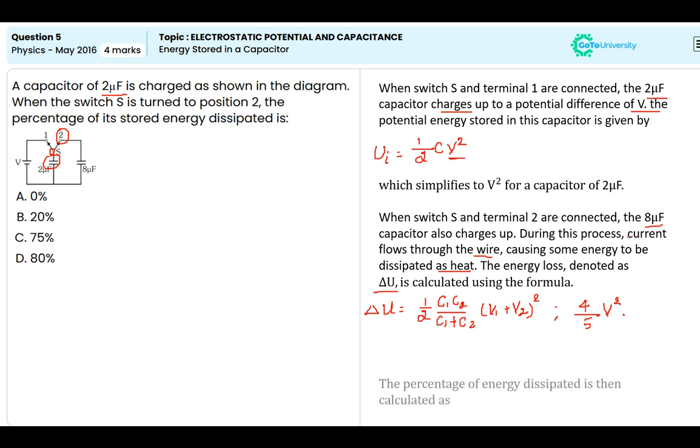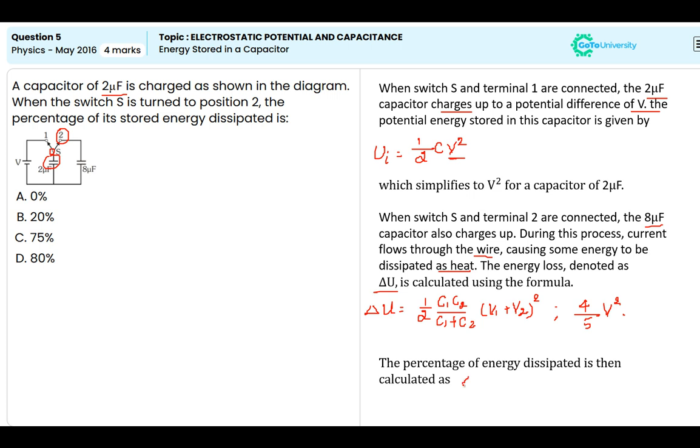Then the percentage of energy dissipated is calculated as delta U divided by Ui into 100. Then we get 4 by 5 V square divided by V square into 100. If I cancel these two, then 4 by 5 is nothing but 0.8. 0.8 into 100 is nothing but 80%. Then option D is the right answer.